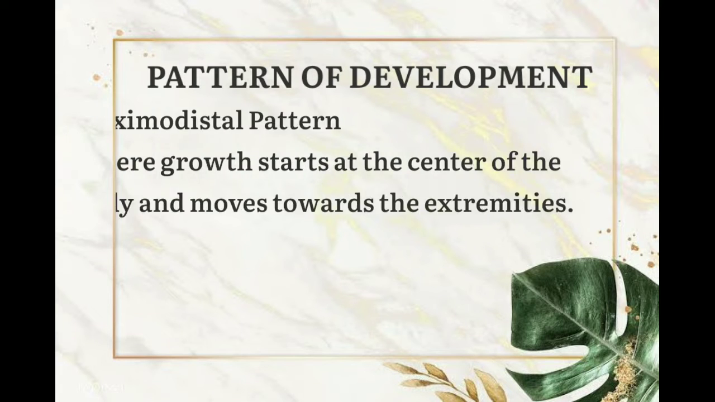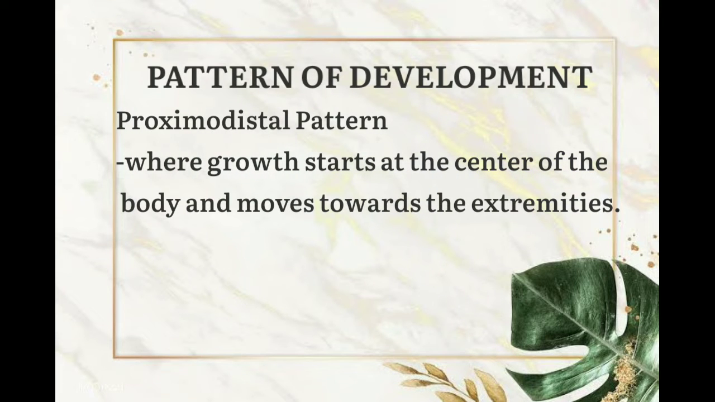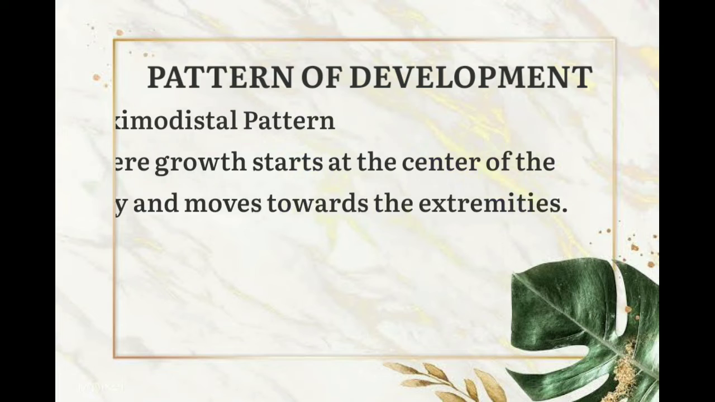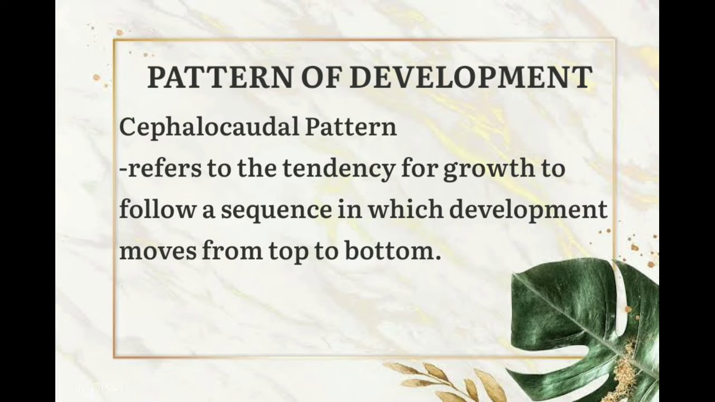Pattern of development. Proximodistal pattern, where growth starts at the center of the body and moves toward the extremities. Cephalocaudal pattern refers to the tendency for growth to follow a sequence in which development moves from top to bottom.